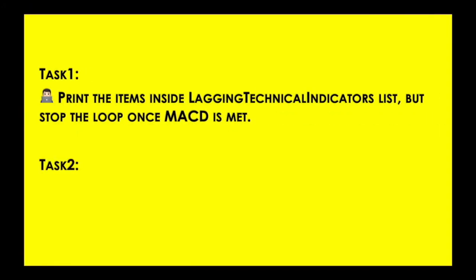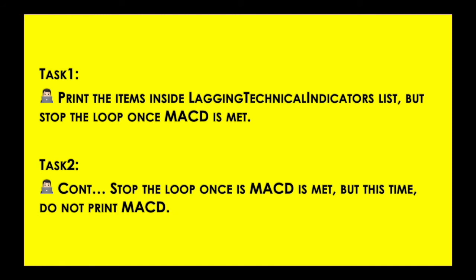Task number 2. For our task number 2, continuation of our task number 1. So this time, we should stop the loop once MACD is met. So sorry for the typographical error. So once MACD is met. But this time, do not print MACD. See, so this is just a variation of our first task. We shouldn't want MACD to be printed. Therefore, we will just have a somehow simple trick on our coding.